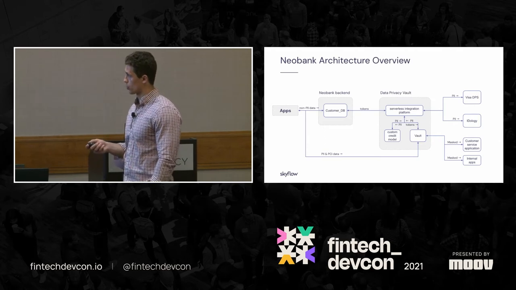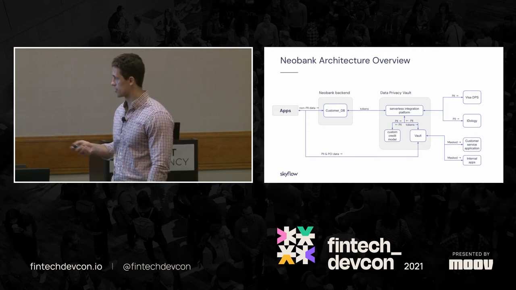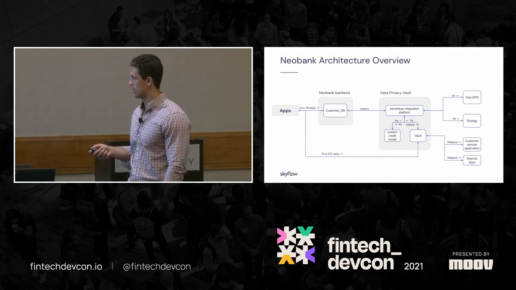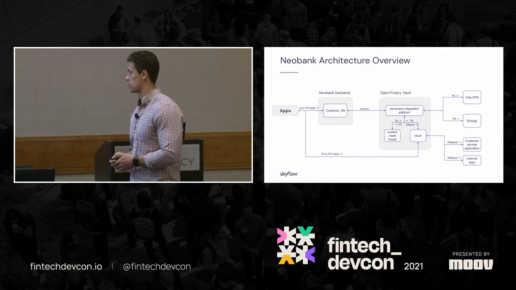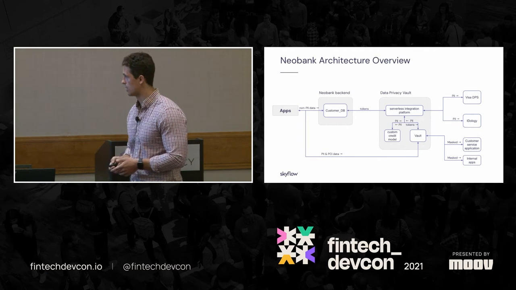And then on top of this, they orchestrated this entire workflow as a serverless integration platform. So within the data vault layer here, we had a serverless platform that really facilitated access across different integrations. So from Visa DPS to Ideology, PII data was going in and it was coming back. And that's okay, because that's what the Data Privacy Vault was built for. And the serverless platform actually helped coordinate that.